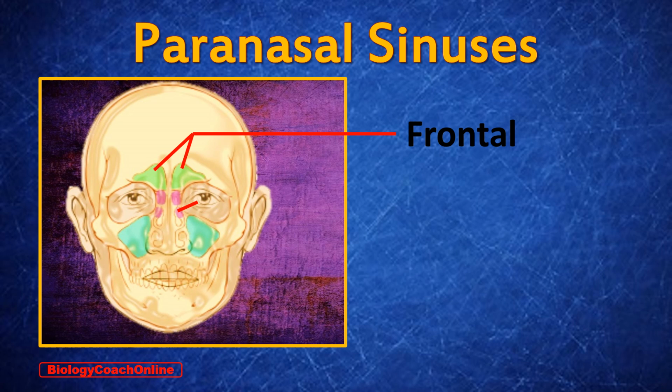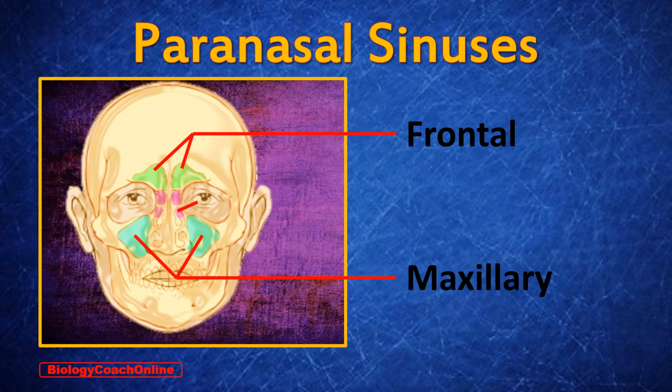Now, if you happen to get an infection in your frontal sinuses, as the pressure builds, you may experience pain in your forehead just above your eyes. So here you see the maxillary sinus. It's also paired, located in the maxillary bone. And we'll look at these closer in a moment.